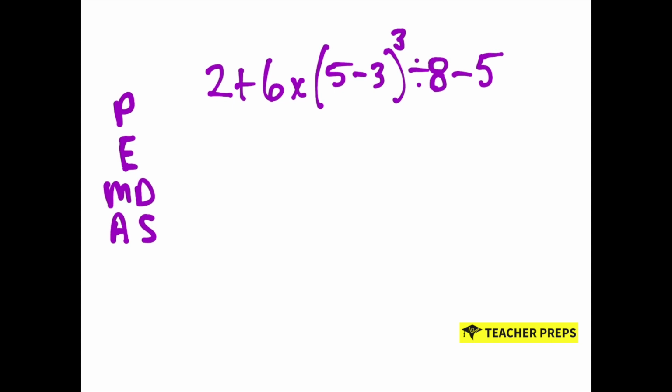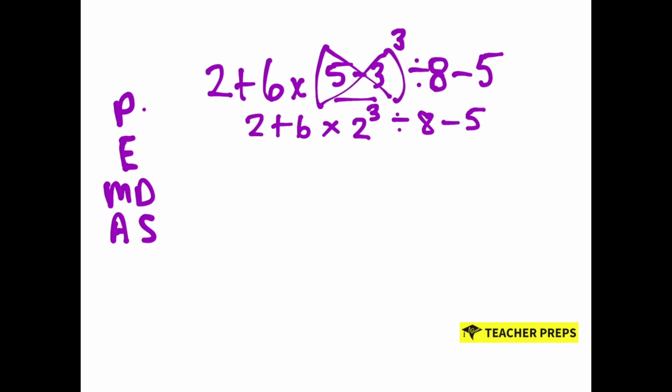Let's go through one final problem together. The first thing you need to do is what's inside the parentheses. 5 minus 3 is 2. Since I completed everything inside the parentheses, you don't need to rewrite them. If you had more than one operation inside the parentheses, you would follow the order of operations inside the parentheses. Now, copy everything down and perform the next operation, which is exponents. 2 to the third power is 2 times 2 times 2, or 8. Cross it off and write everything else down below it.